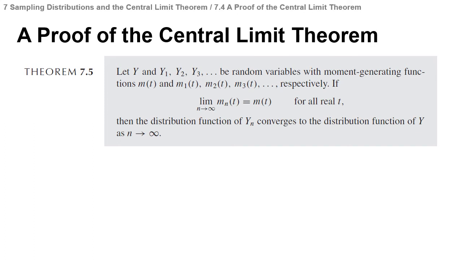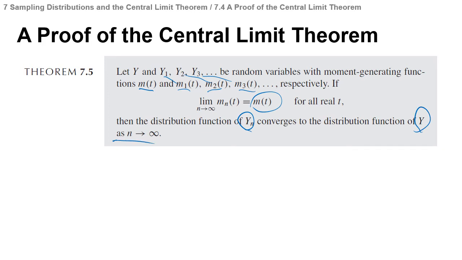In theorem 7.5, let Y and Y1, Y2, Y3, and so on be random variables with moment generating functions m(t) and m1(t), m2(t), m3(t), respectively. If the limiting distribution of the moment generating functions mn(t) as n goes to infinity is m(t) for all real t, then the distribution function of Yn converges to the distribution function of Y as n goes to infinity.